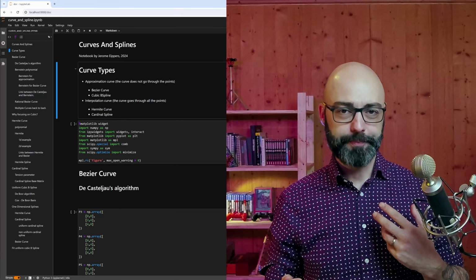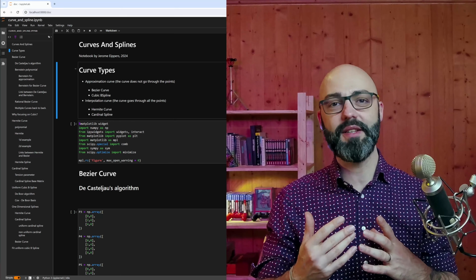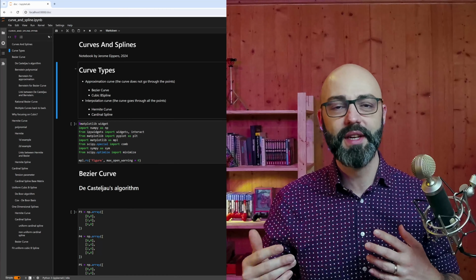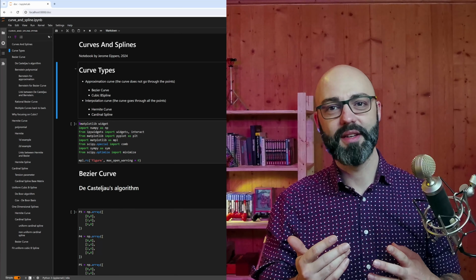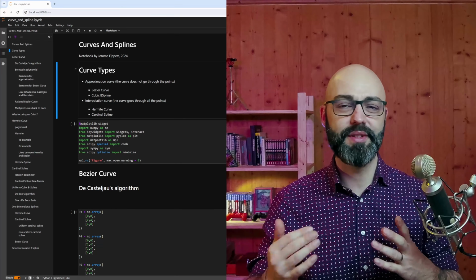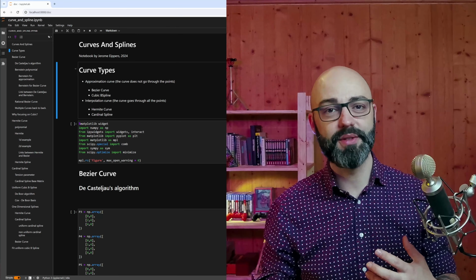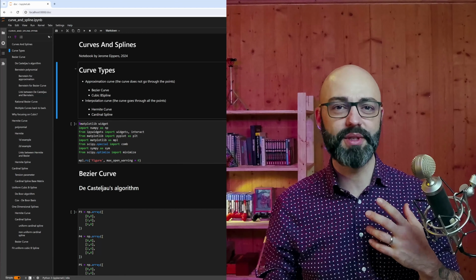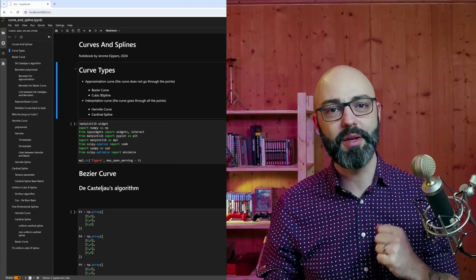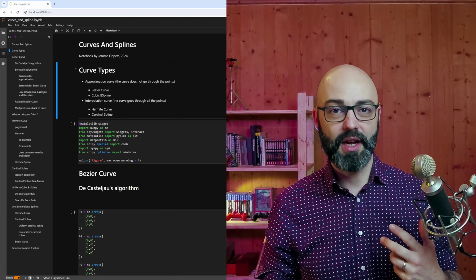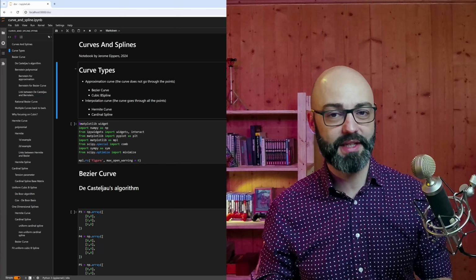And you have the approximation curves, where you don't need your curve to go through every point, but you need it to follow the data points as closely as possible. For the approximation curves, we will be using the Bezier curve, which is the best known one, and as an extension, we will be studying the cubic B-spline. So as a first one, we will be studying the Bezier curve.